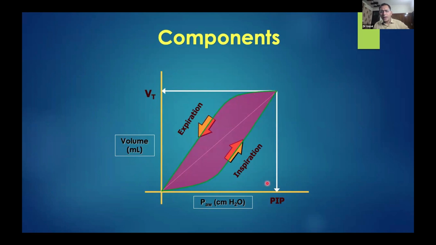And the maximum pressure being delivered here is the PIP. And somewhere here is the PEEP, I'll show in other graphics. The maximum volume delivered here is the tidal volume. So this is the point of tidal volume, this is the point of PIP, and here somewhere is the PEEP. We'll discuss again and see how it works.